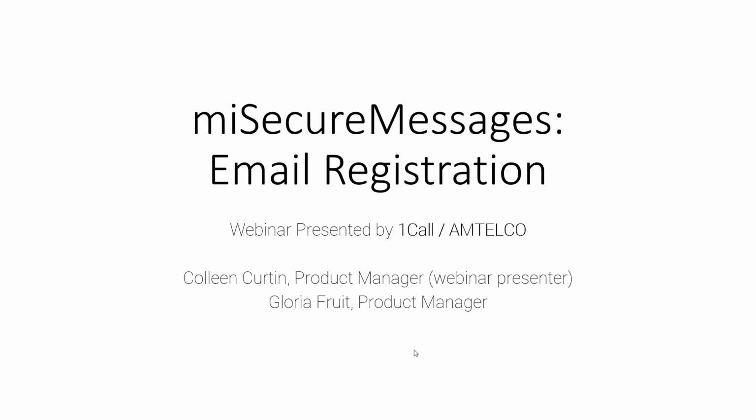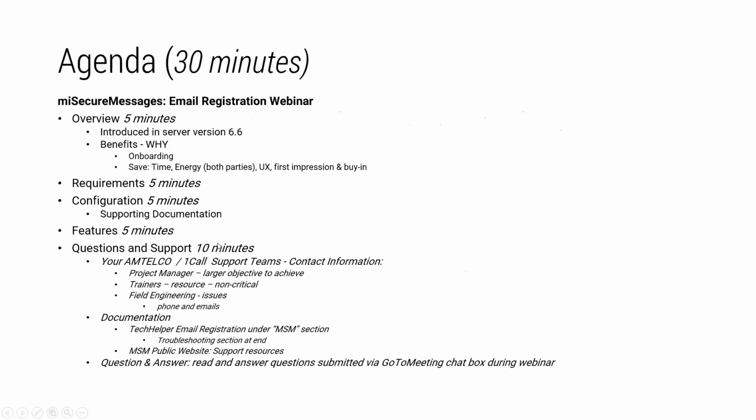So this is a quick 30-minute webinar today. I'm going to try to stay on task. Here's the agenda. I'm going to give an overview of what email registration is. Real quickly, it was introduced in server version 6.6. So that's My Secure Messages, or MSM, server version 6.6. That was over a year ago now that it's been released, and this is a new feature of that server version.